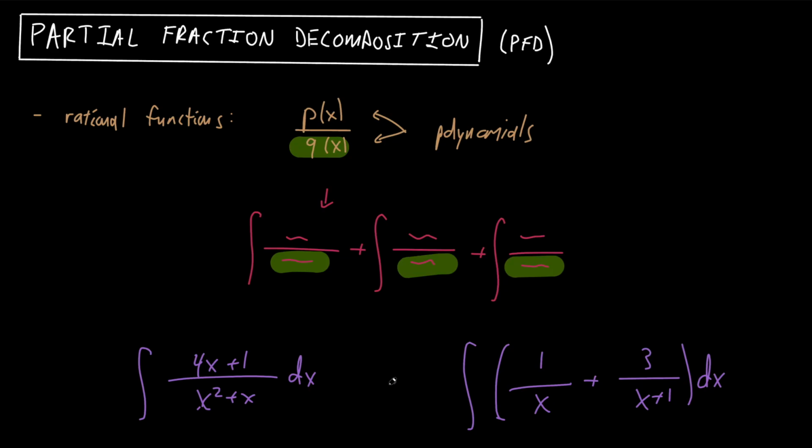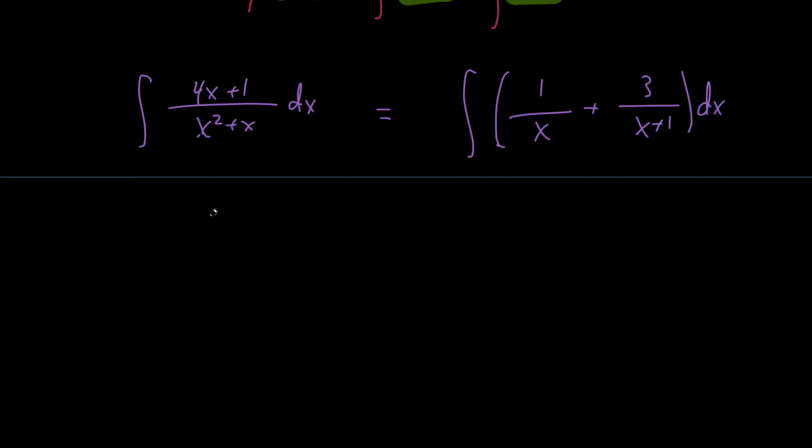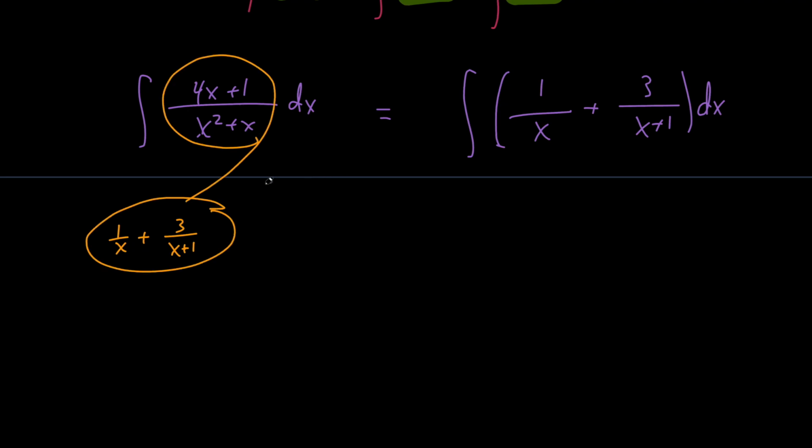Now, what if I told you that these two integrals were equivalent? How could we prove that? This is the whole point of partial fraction decomposition. So what we're going to do is start by just adding 1 over x and 3 over x plus 1. Our goal is to make sure that this addition ends up being equivalent to this.